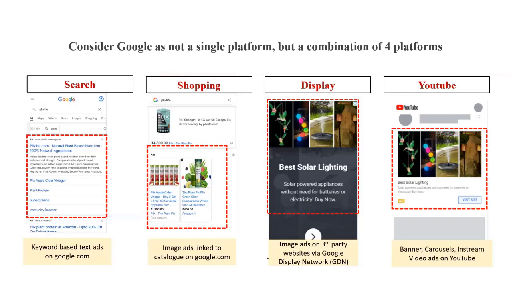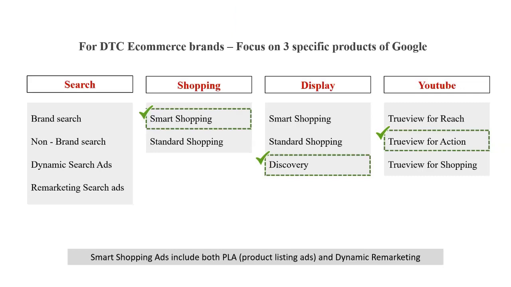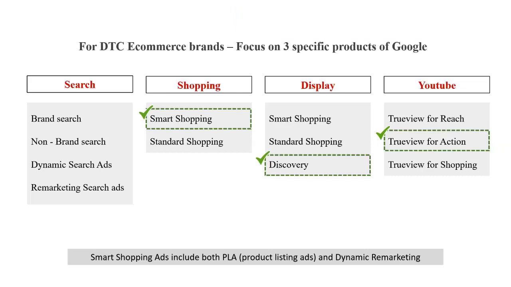And what is more important to understand is, for your direct to consumer brand, not all of these pillars are going to work. So if you see, Google has multiple products in each of these. When you come to search, they have something called brand search, non-brand search, dynamic search ads, and remarketing search ads. I don't want you to get confused by all the different products of Google. We have done extensive research across the last 2 years, and we have identified three key products of Google which work really well for your DTC, direct to consumer e-commerce store.